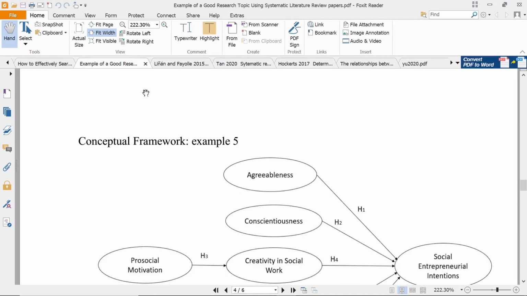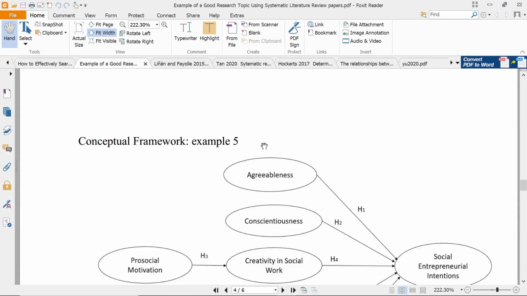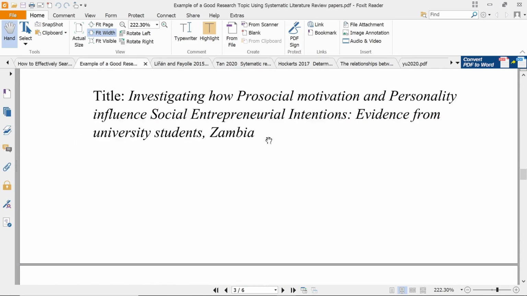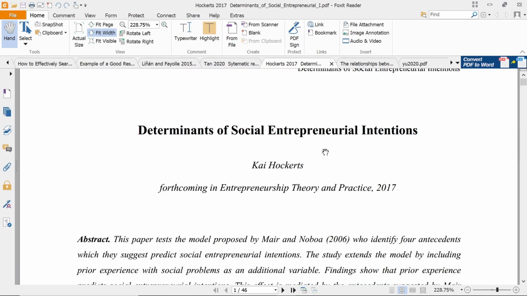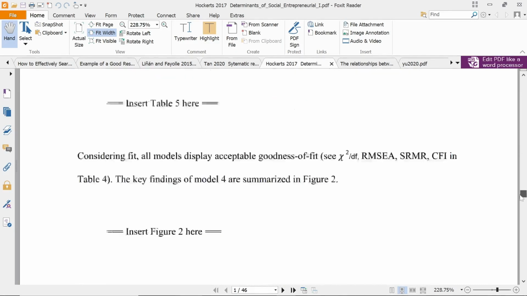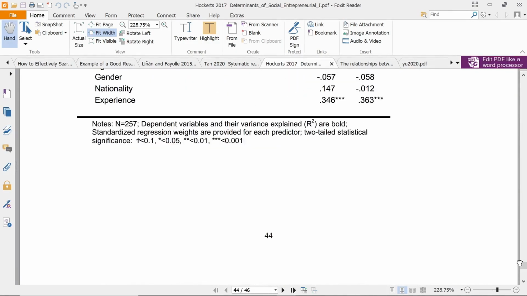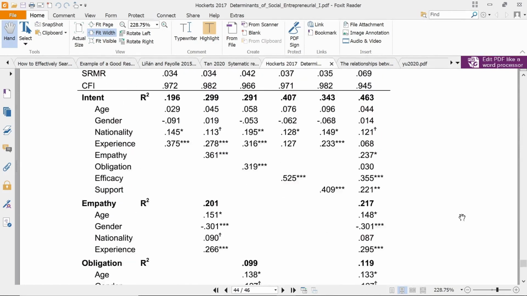Then I did the local search. I went through this process. I won't go through this process in this video. I think I've demonstrated a lot about that. I found this article by Kai Hawkins. Someone has done this at the Copperbelt University. So someone has done this topic before.